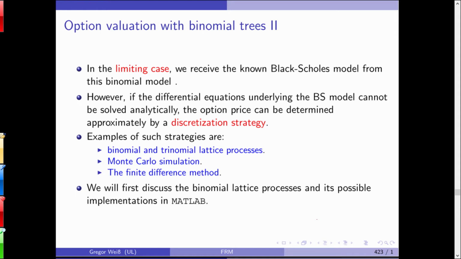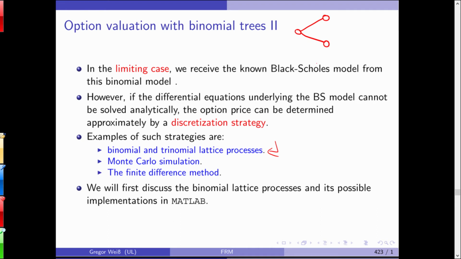Okay. In the limiting case, we get the Black-Scholes model. However, if the differential equation underlying the Black-Scholes model cannot be solved analytically, and this is the case for all those exotic options, we need a discretization strategy. We need to discretize the time, and you can do this, for example, in a binomial model, and these are the first two examples. We've seen the first example. It can go up, it can go down.